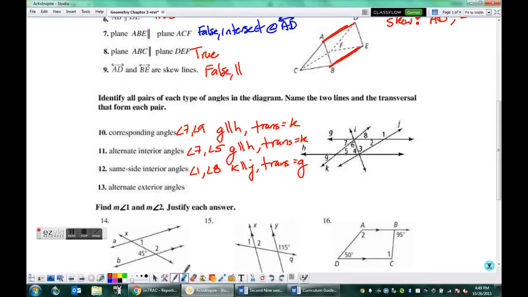The last one that I'll do on this video is number 13, alternate exterior angles. I'm just going to pick 8 and 9, excuse me, it's supposed to be alternate exterior. So 8 and 9 will be alternate exterior. If those were congruent, G and H are the parallel lines. The transversal is the one they share, which would be K here.